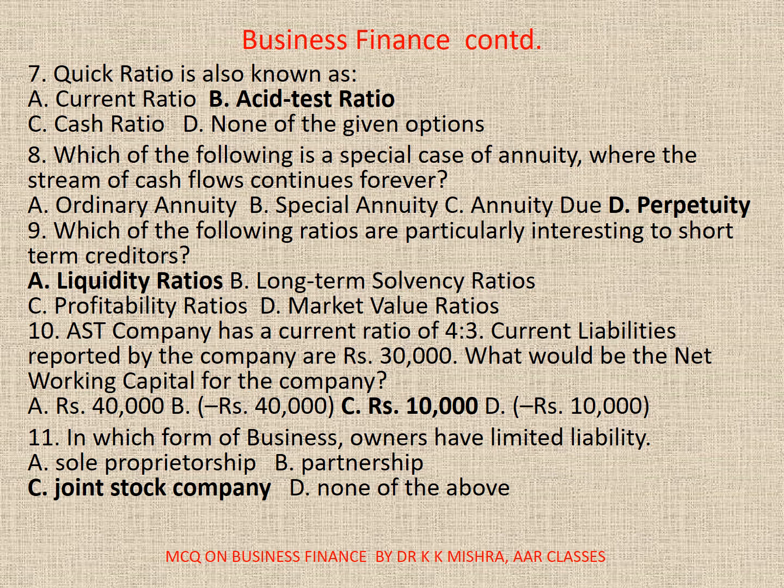9. Which of the following ratios are particularly interesting to short-term creditors? A. Liquidity ratios, B. Long-term solvency ratios, C. Profitability ratios, or D. Market value ratios. The correct option is A. Liquidity ratios.